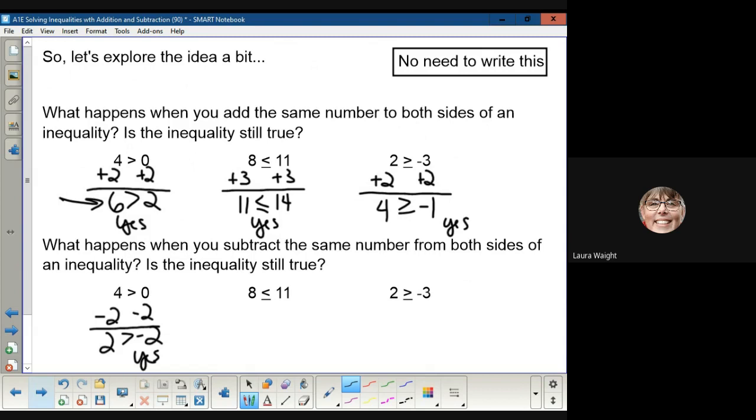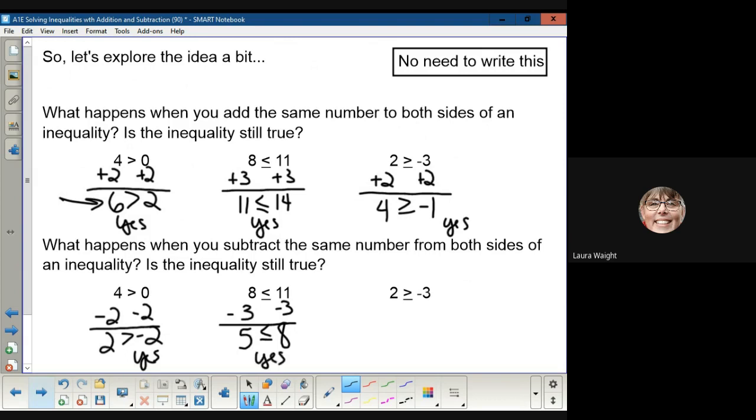What about our 8 is less than or equal to 11? Let's subtract 3 this time from both sides. Instead of adding 3, let's subtract 3. 8 minus 3 is 5. Is that less than or equal to 11 minus 3? What's 11 minus 3? Is that 8? 8, 9, 10, 11. Yeah, it's 8. And is 5 less than or equal to 8? Yeah, it is. It's less than 8. And so it fits one of those criteria.